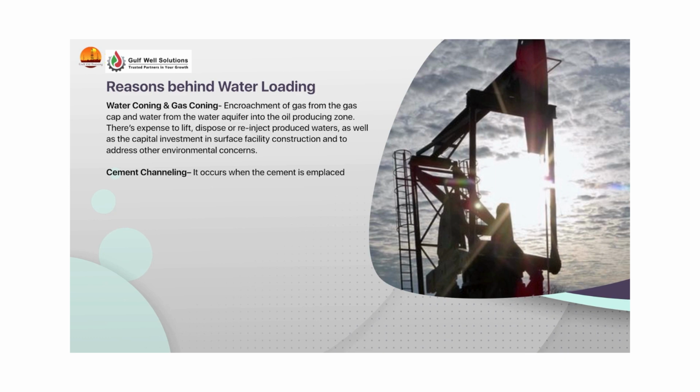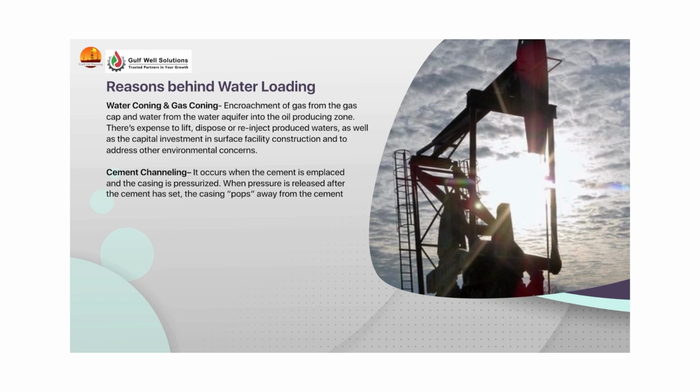Cement channeling occurs when the cement is emplaced and the casing is pressurized. When pressure is released after the cement has set, the casing pops away from the cement sheath. This generates a gap or microannulus between the casing and the cement.